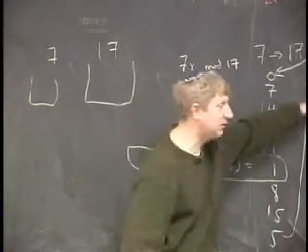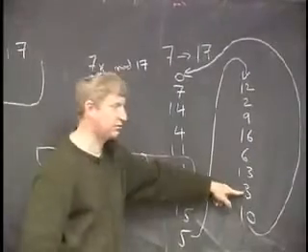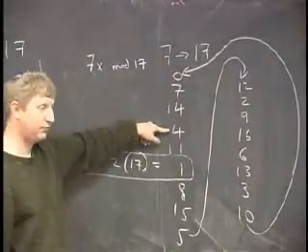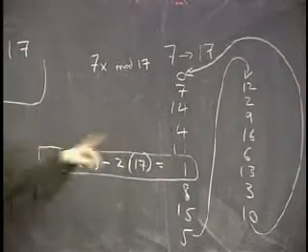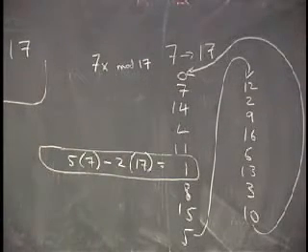1, 2, 3, 4, 5. There's 2. 1, 2, 3, 4, 5. There's 3. 1, 2, 3, 4, 5. There's 4. I will go through these numbers in order, counting by 5s, and make sure I get every single one.